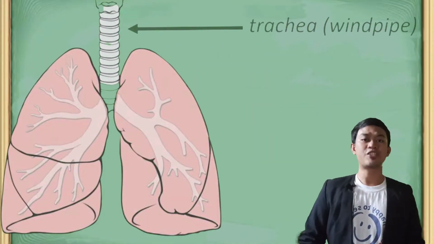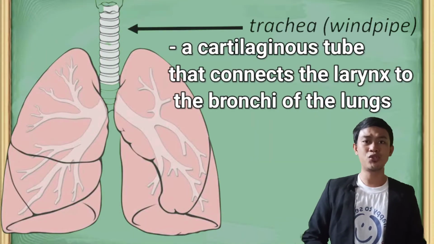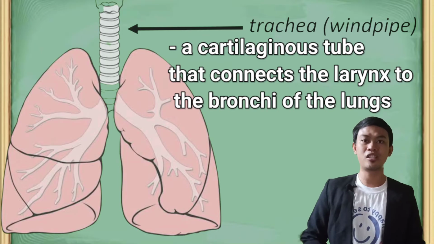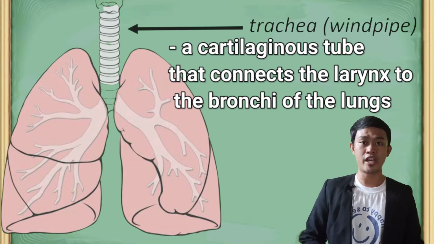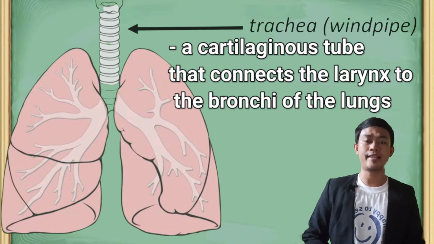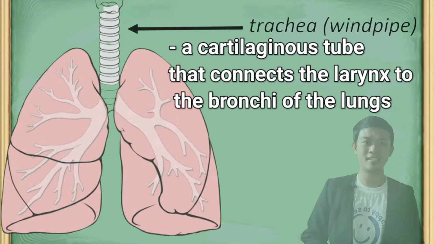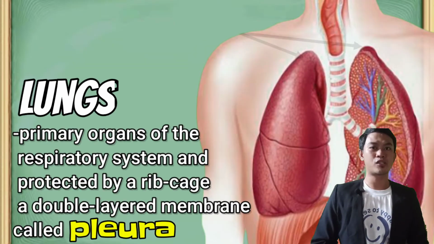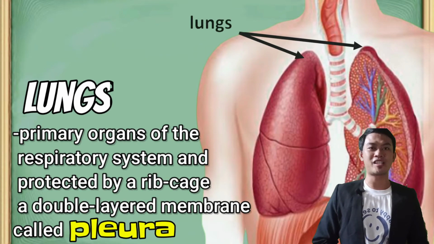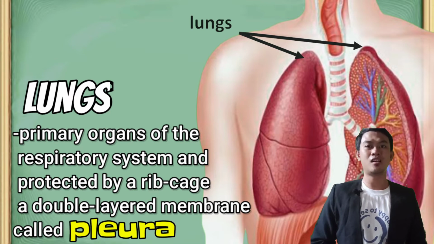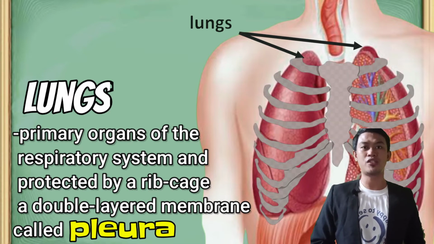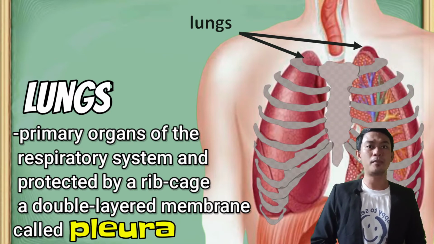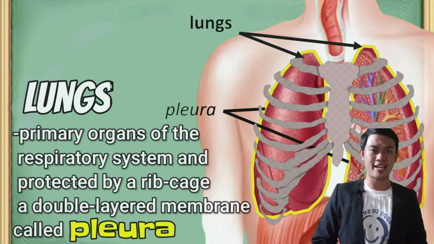The air flows in the trachea, a cartilaginous tube that connects the larynx to the bronchi of the lungs. It serves as a passageway of air. It also moistens and warms air while it passes into the lungs. Our body has lungs, which are the primary organs of the respiratory system. The lungs are protected by a bony muscular rib cage and a double-layered membrane called pleura.